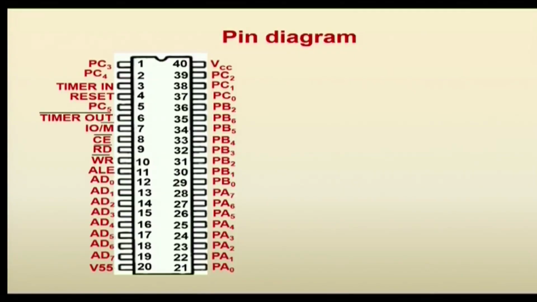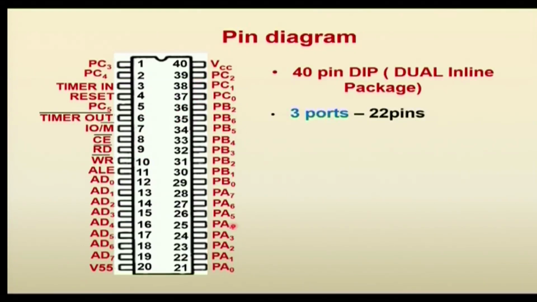This diagram shows the pin diagram of the 8155. This is a 40 pin IC, which is a dual inline package. That is why it is called a DIP. Among the 40 pins, there are 3 ports, named port A, port B and port C.